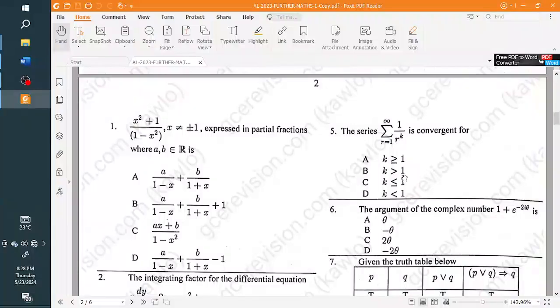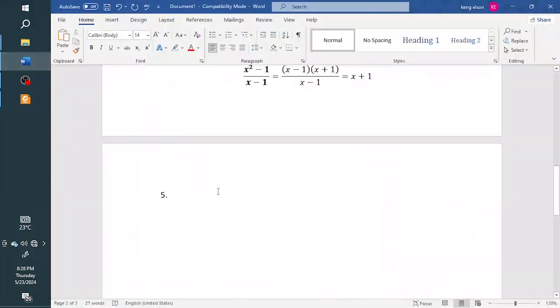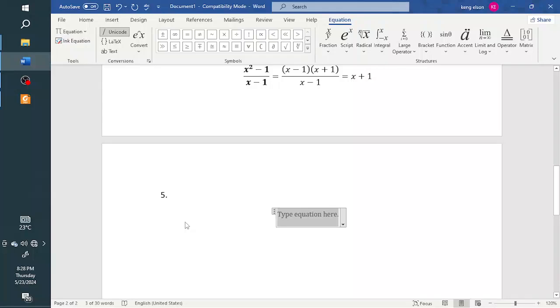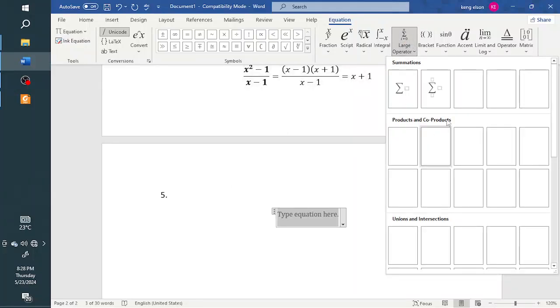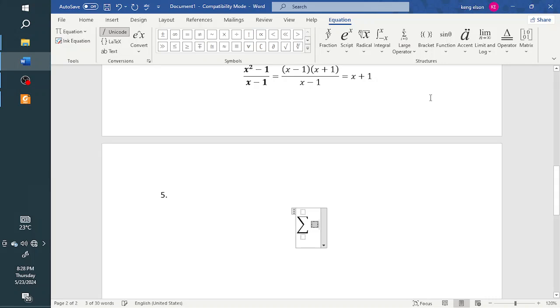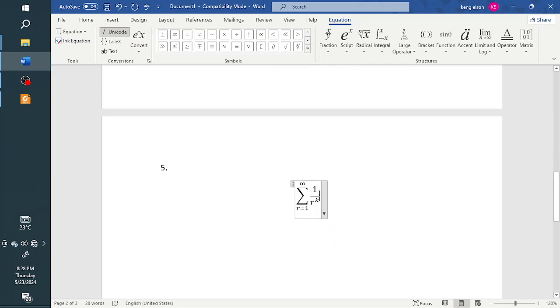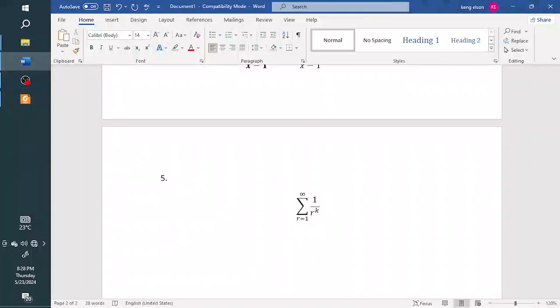I don't want to over explain this. Anyways, for the benefit of doubt, I think an explanation will not kill somebody. So the sum from r equal to 1 right up till infinity of 1 over r to the power k. Now when they say something is convergent, it just means that when you find this sum, it's going to give you a particular value.